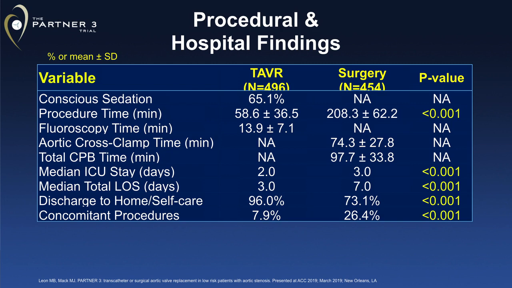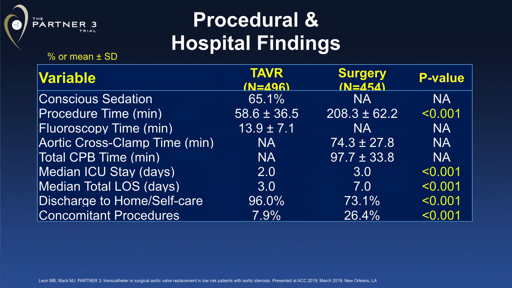The average total length of stay in the hospital was longer with surgery, 7 days compared to 3 days with TAVR. And more patients with TAVR were sent home after the procedure, 96%, whereas some surgical patients might have had to transition through a skilled nursing facility, so only 73% of surgical patients were able to transition home for self-care. And more often, surgery required other associated procedures than did TAVR.